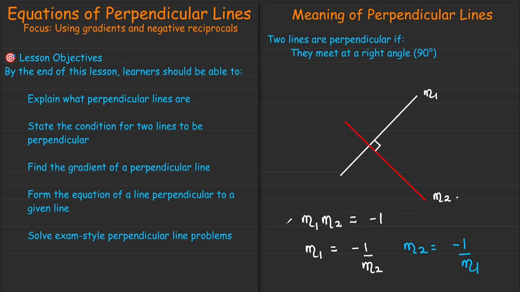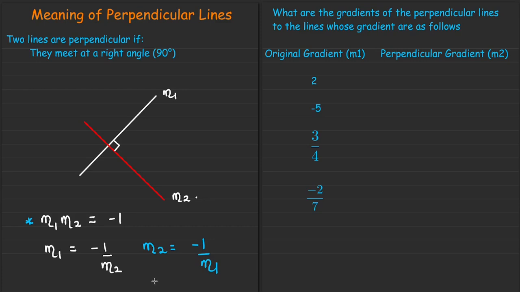In other words, the product of their gradients is equal to what? -1, as you see over here. So you can take any of the rules. That is, the product of the gradients being -1, or the gradient of one is the negative reciprocal of the other. Let's look at how we can apply these principles in solving questions.